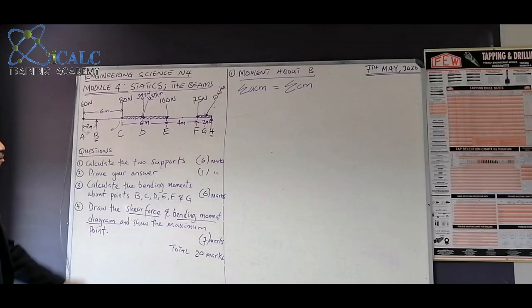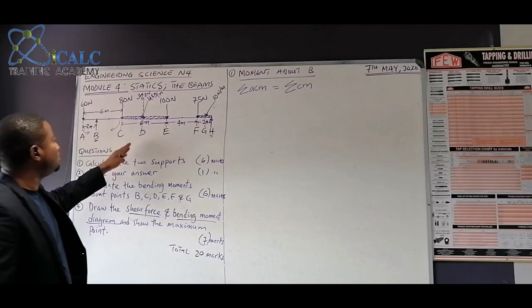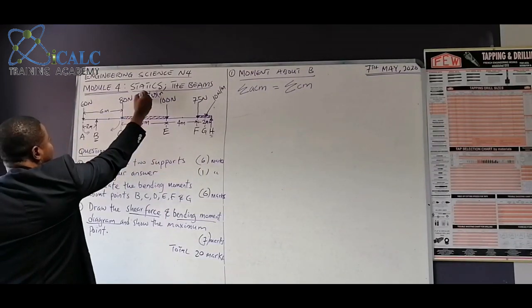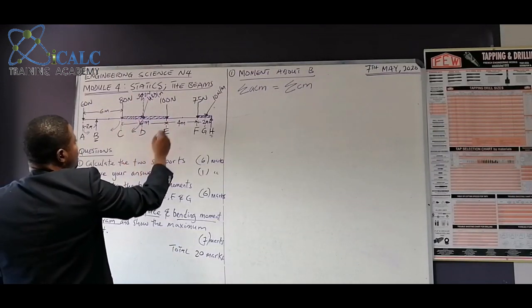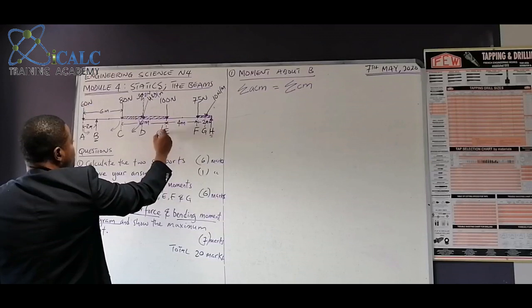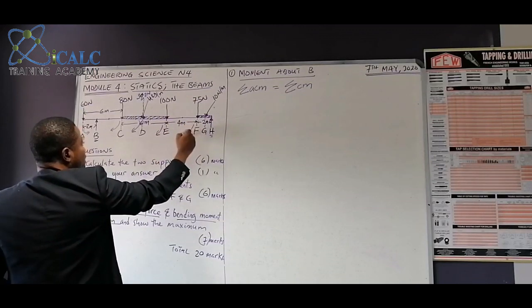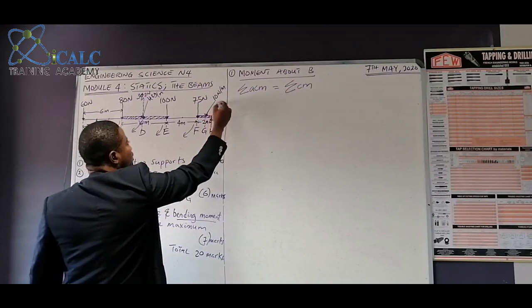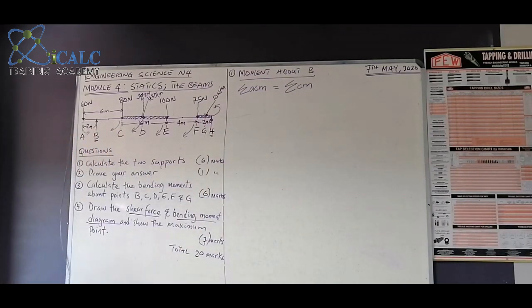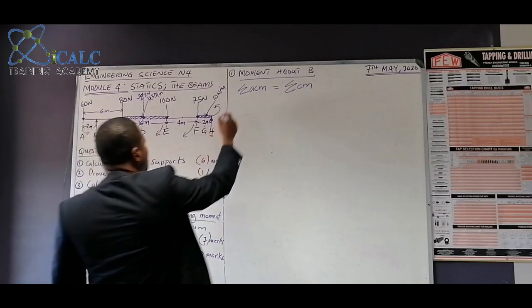Then our 39.2 will also be clockwise. Our 100 Newton will also be clockwise. Our 75 will also be clockwise. And our H, support H, will be anti-clockwise. So we have 2 anti-clockwise moments.